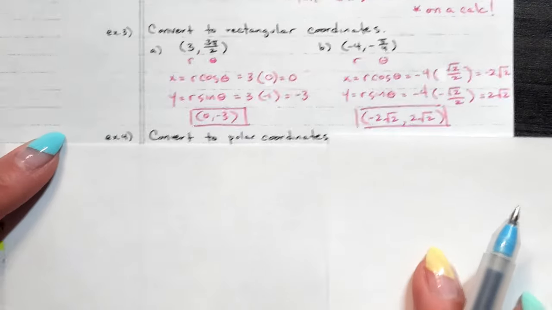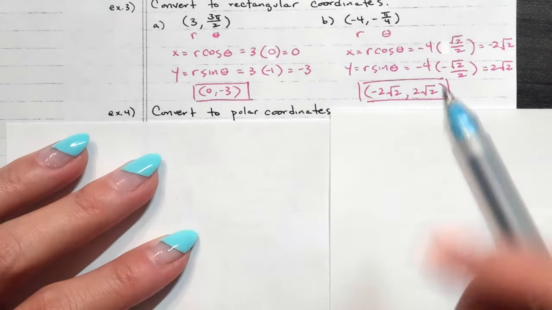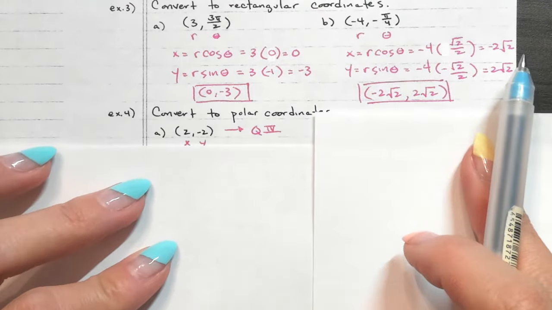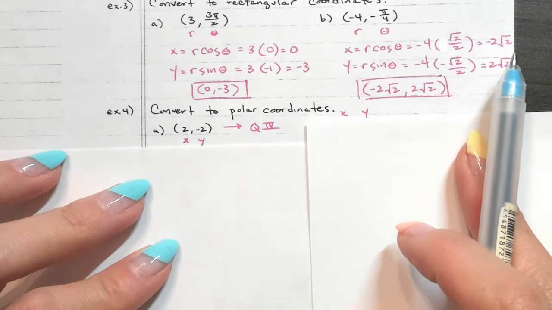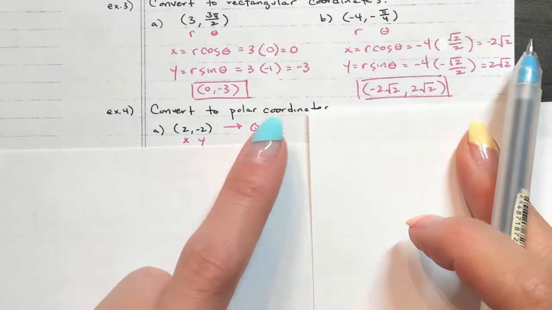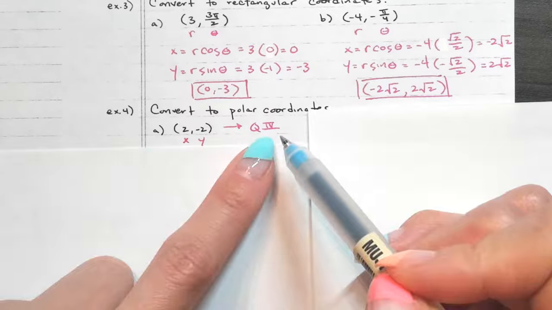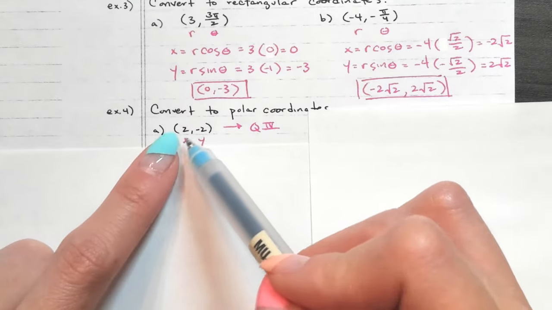Okay, what if you go backwards? All right, this is actually the easy way. So going backwards to polar, so you have to think about this. That's why it's a little trickier. So the first part's easy, the second part's tricky. The theta is going to be tricky. Okay, so 2 comma negative 2.